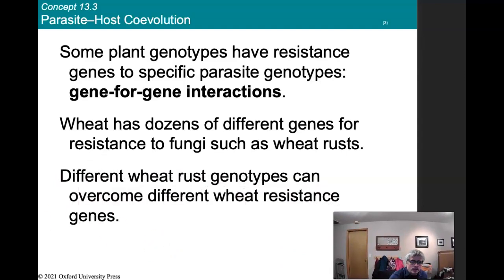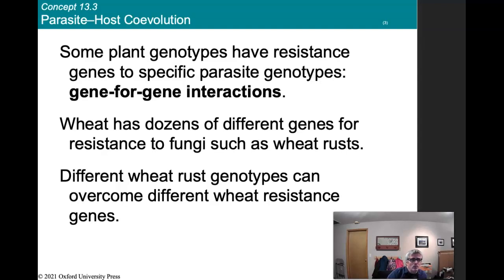Some plant genotypes have resistance to gene-specific parasite genotypes, for gene-to-gene interactions. So wheat has dozens of different genes for resistance to fungi such as wheat rust. Different wheat rust genotypes can overcome different wheat-resistant genotypes. You kind of think of it as locks and keys, maybe a good analogy.